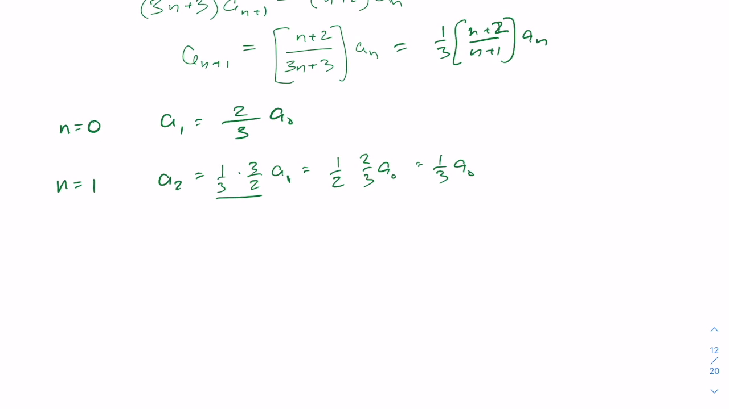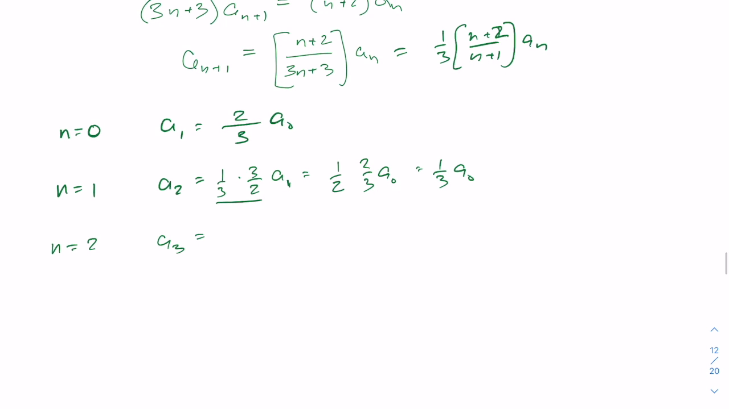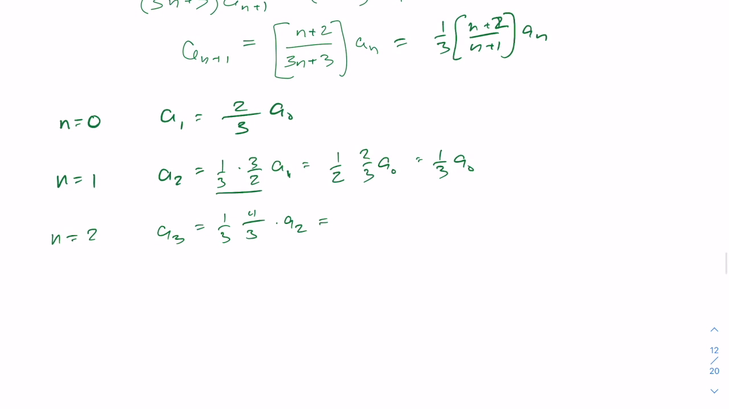Okay. When n is equal to 2, I get a sub 3 is equal to, okay, 2 plus 2 is 4 over 3 a sub 2. And that is 4/9 times 1/3 a naught. So 4 over 3 cubed a sub naught.